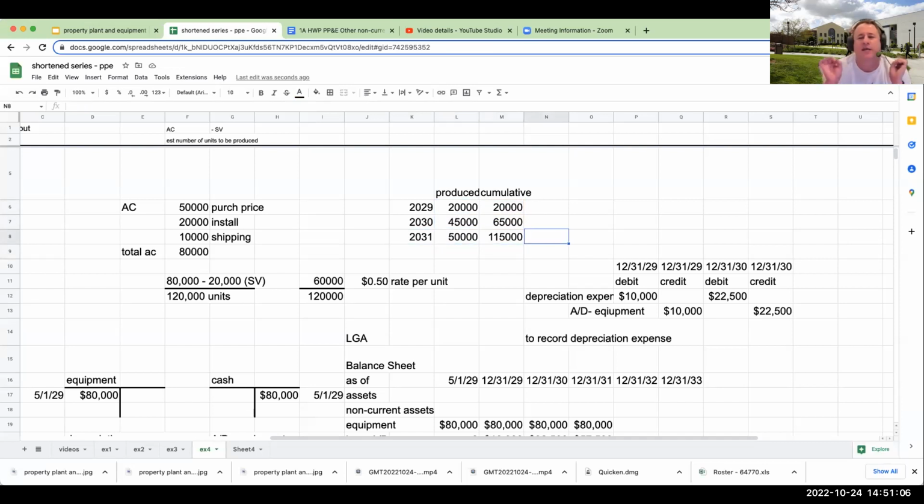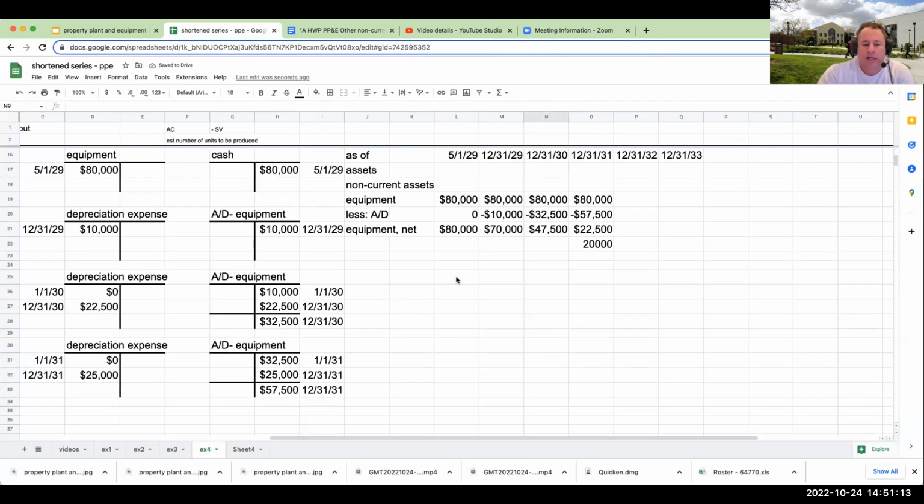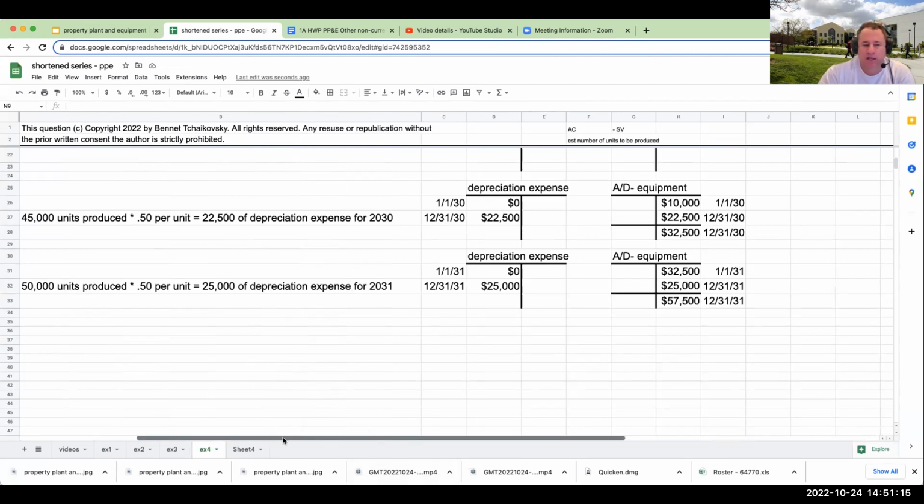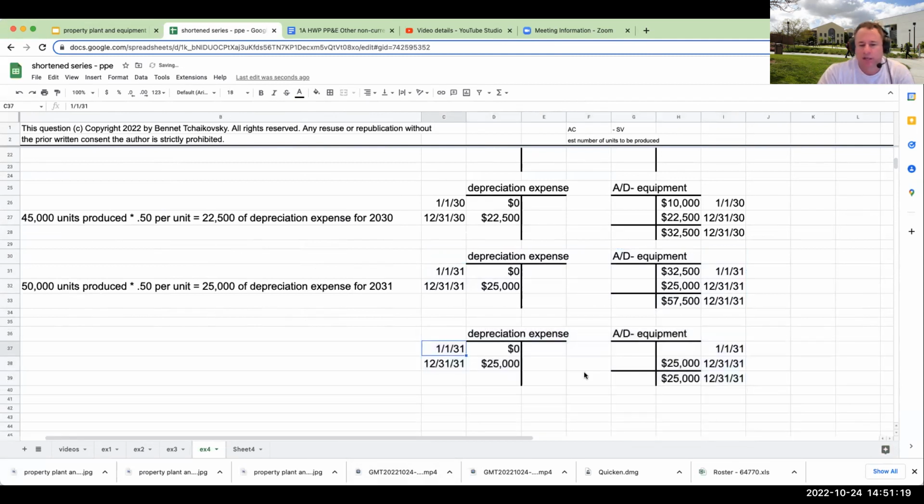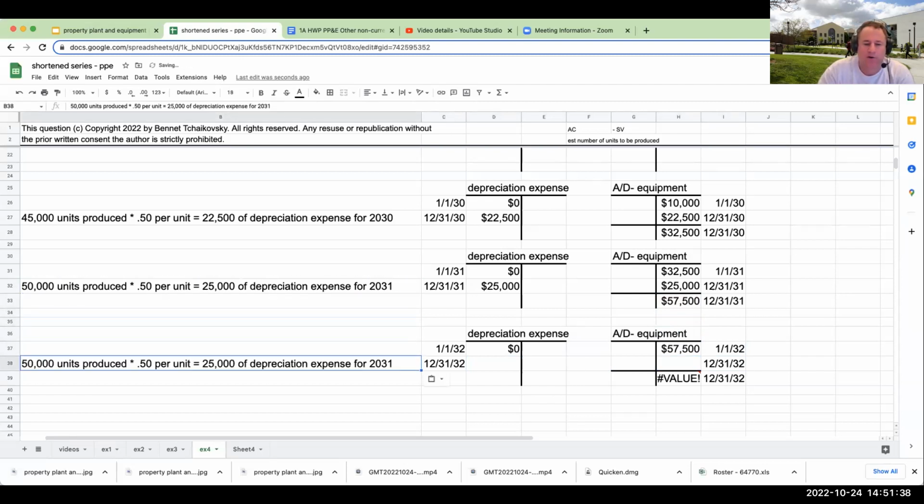Now I have a limitation here. I can only go up to 120,000. So let's see what would happen if I go through and do this over here. So let's copy this down. So over here, 1/1/32. So my prior balance comes over here and it's going to be carrying over.